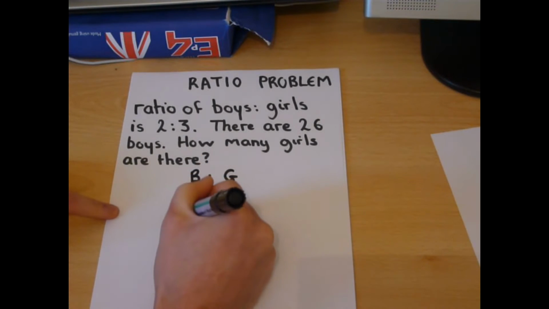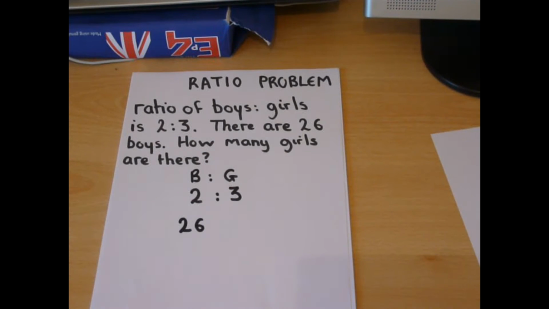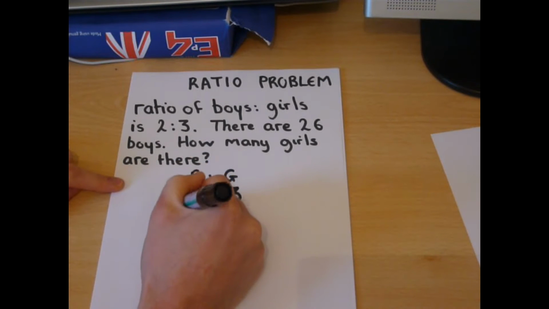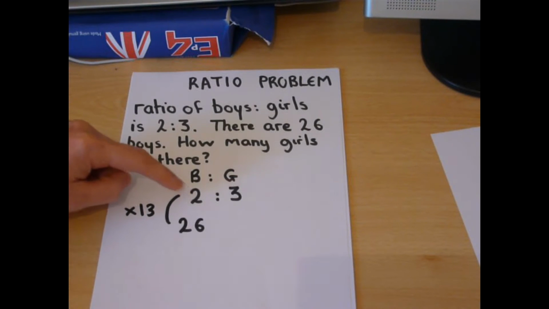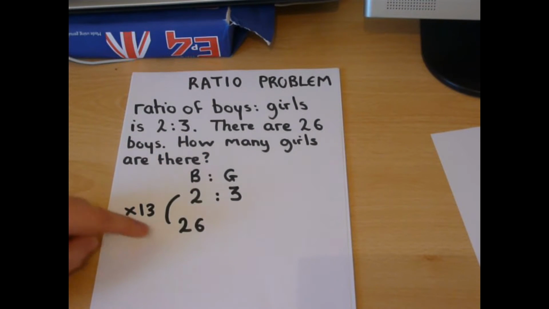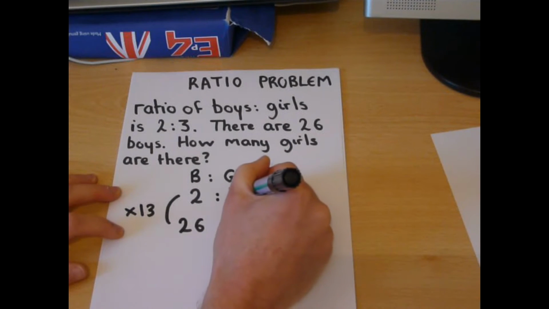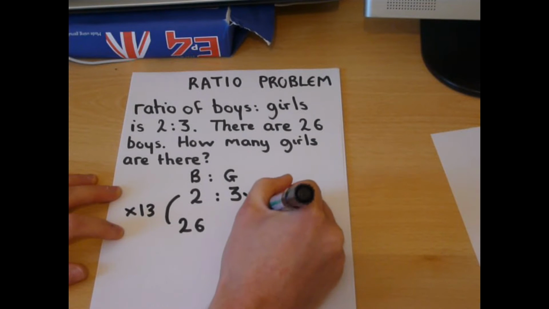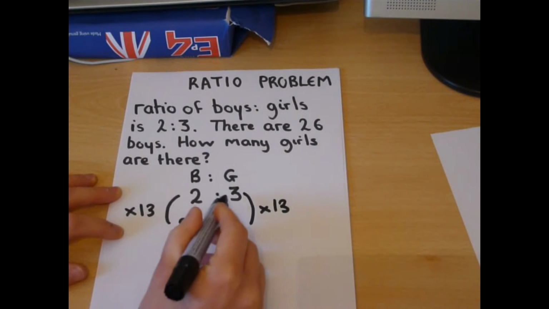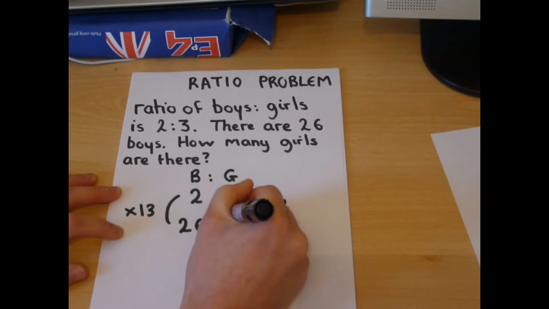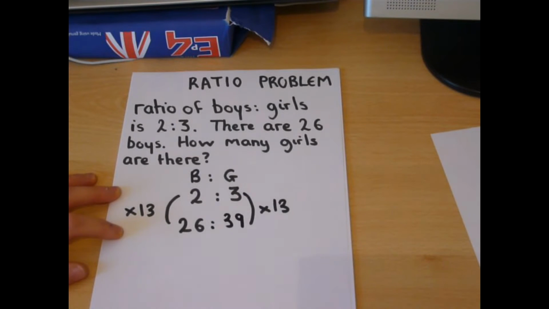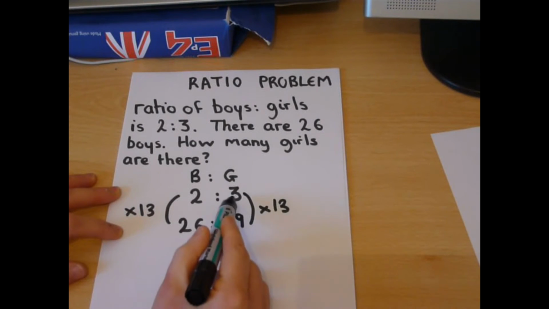So, if there are 26 boys in the room, this means that there are 13 lots of these 2 boys. 2 times 13 is 26. For the ratio to maintain itself, there must also be 13 lots of girls. 13 times 3 is 39. So there are 26 boys and 39 girls.